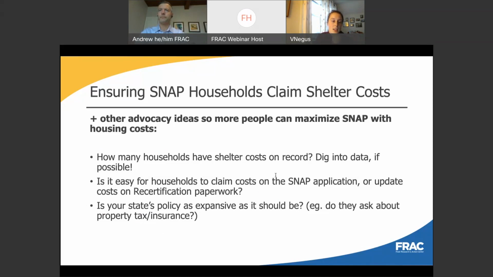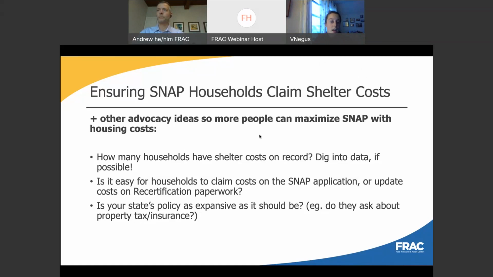And then the second is checking into whether it's easy and straightforward for households to claim their shelter costs when they apply for SNAP or when they update the state SNAP agency during their recertification. So really just looking at what the forms that families have to go through look like, what they say. Did they ask for the right things? Did they ask for the wrong things? Are they worded in plain language?